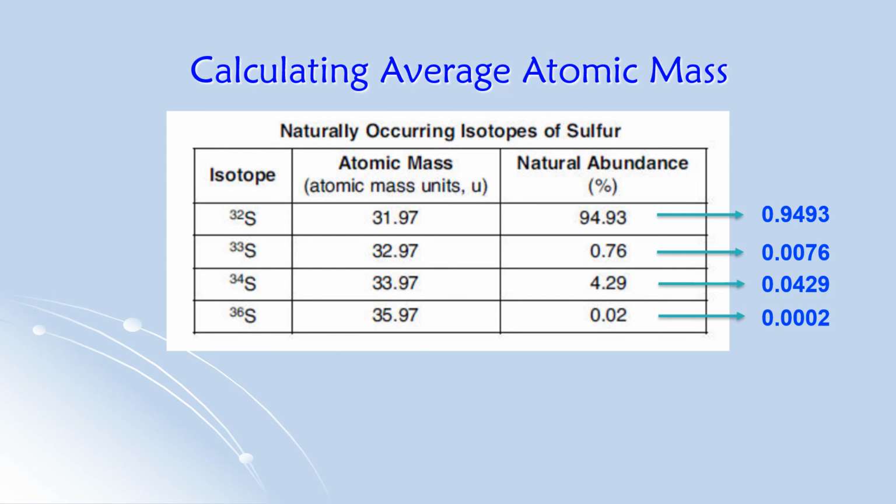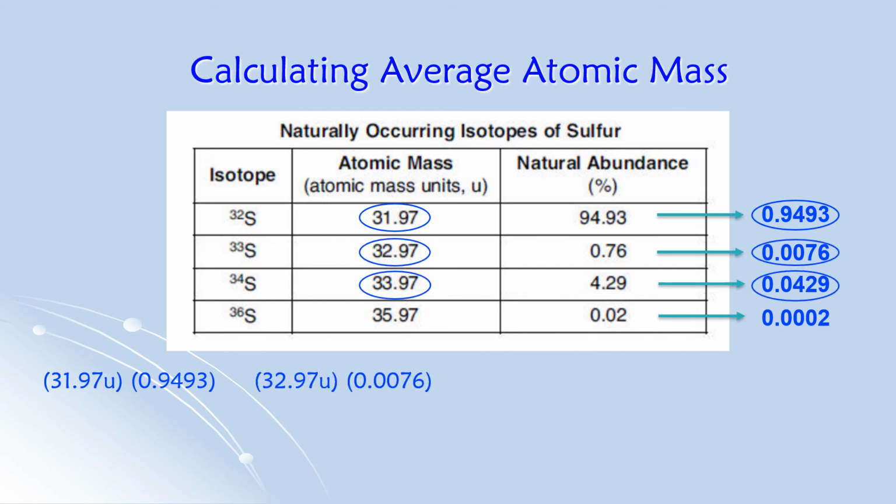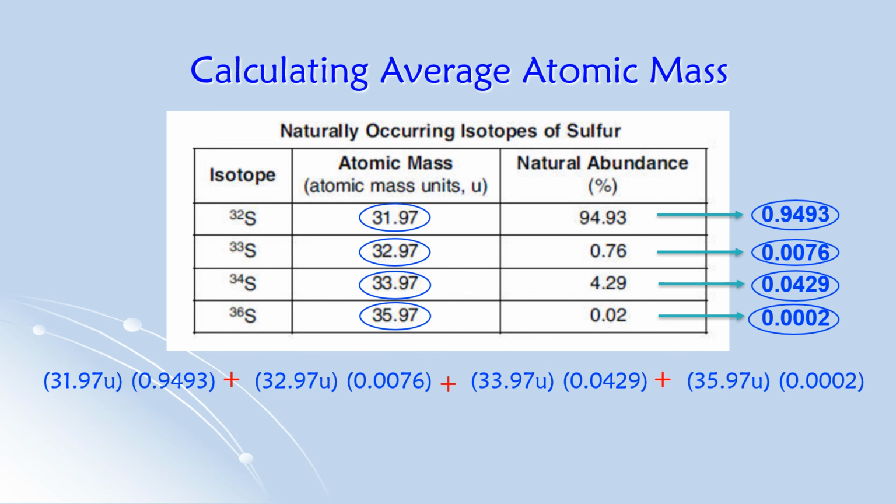Now that we have our natural abundances converted into just abundances, the decimal forms, we'll go ahead and multiply our atomic masses with the abundances. So here we do that for sulfur 32, then for sulfur 33, then for sulfur 34, and then for sulfur 36. And then our next step would be to add them. So remember, try to break this down, do this step by step so that you have a more precise answer. Or if you're putting this all together in your calculator, make sure that you're putting in proper brackets so that your calculator knows what you're trying to say.